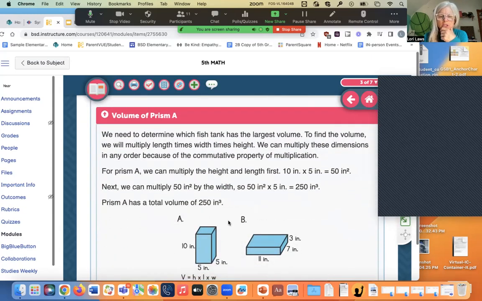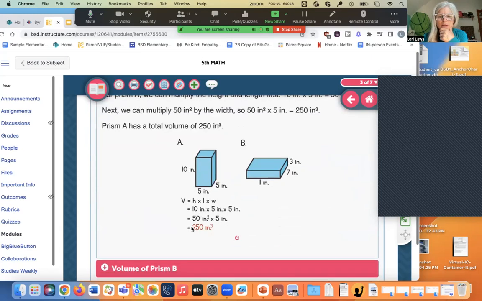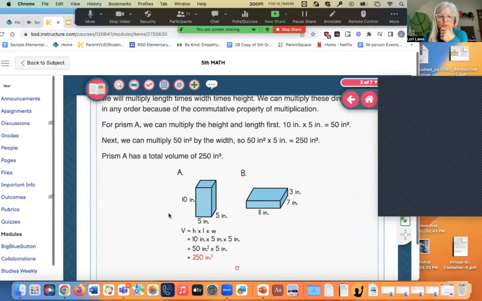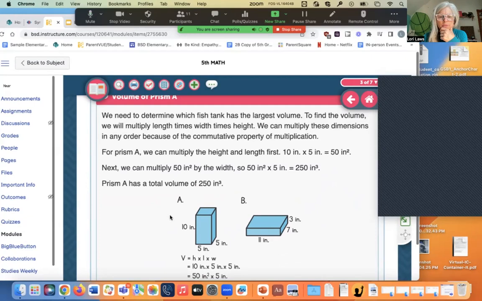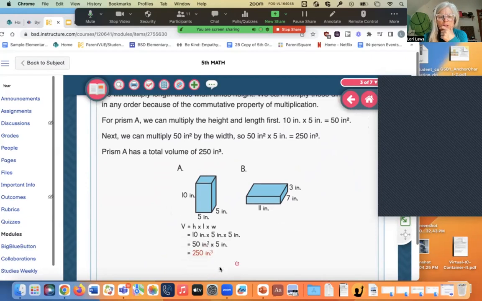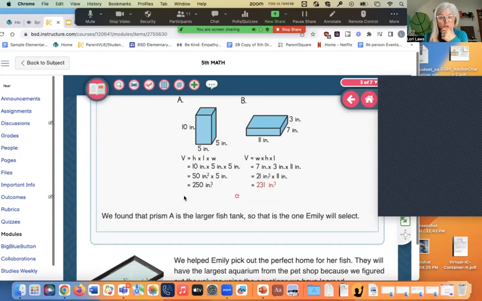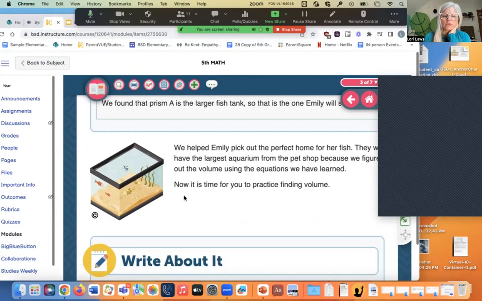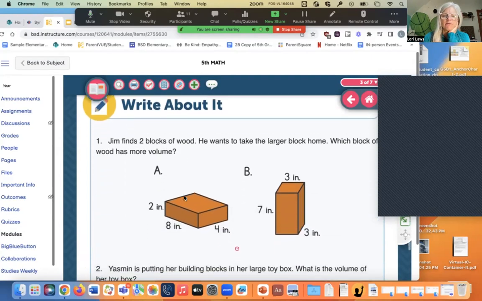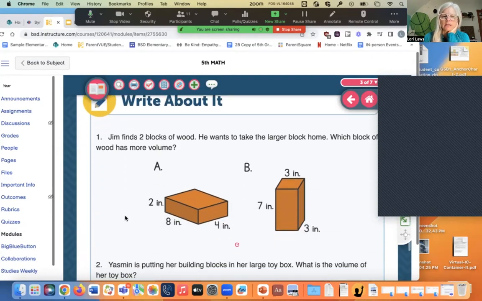We need to determine which fish tank. All right, so we have which one? For Prism A, 250. Prism B, 231. You guys chose right. Jim finds 2 blocks of wood. He wants to take the larger block home.